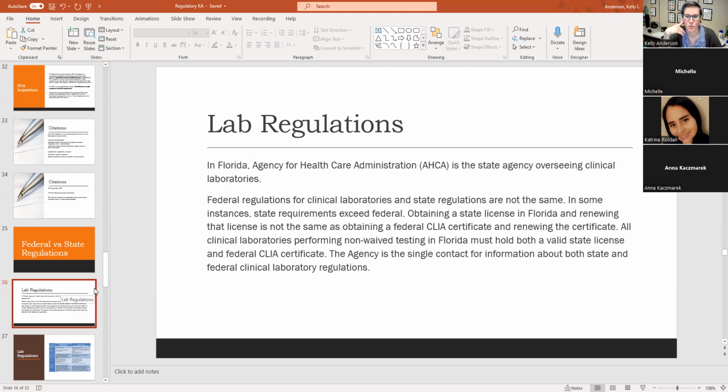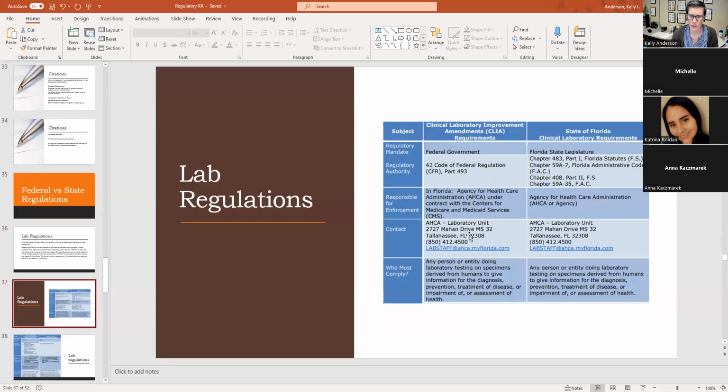So if you obtain a state license in Florida, you need to ensure that you are following all the federal rules in addition to all the Florida rules. And Florida has statutes that you have to follow. And here's just a little comparison between CLIA rules and Florida rules.